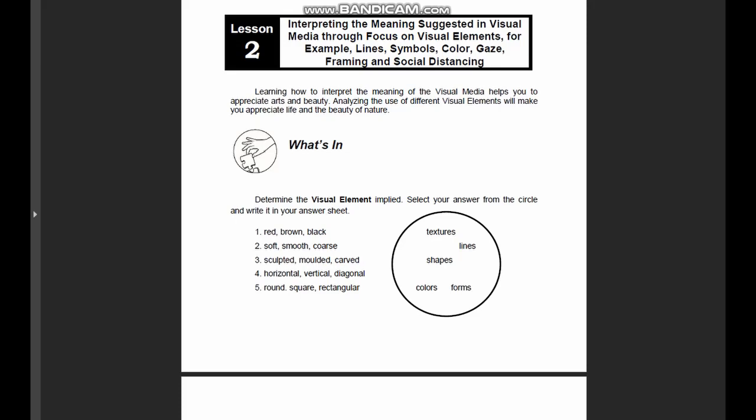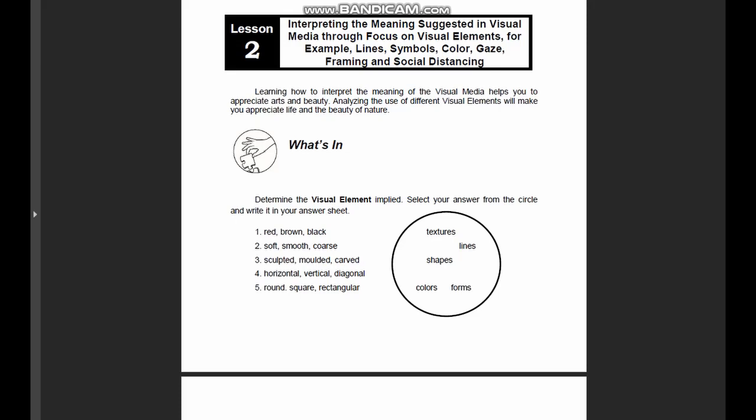for you to see if you know any of those words. And it is said in Lesson 2, learning how to interpret the meaning of visual media helps you to appreciate arts and beauty. Analyzing the use of different visual media will make you appreciate life and the beauty of nature. If you know the visual elements and know how to interpret the meaning of any visual media or any images that you can see, you will appreciate arts and beauty.